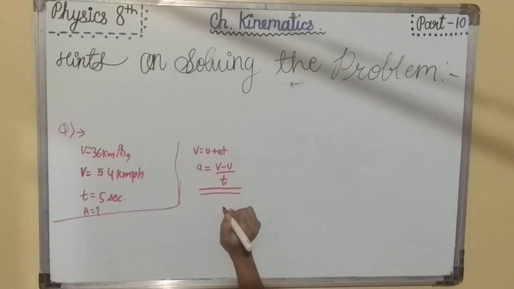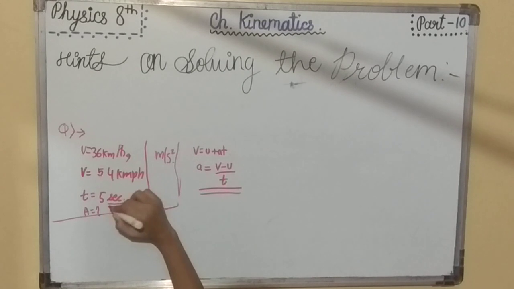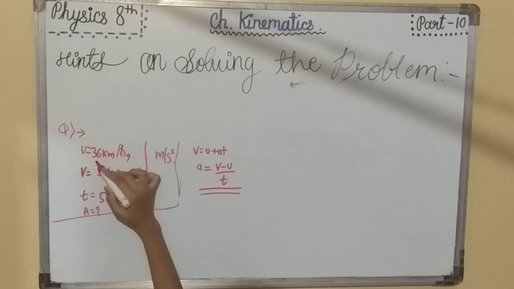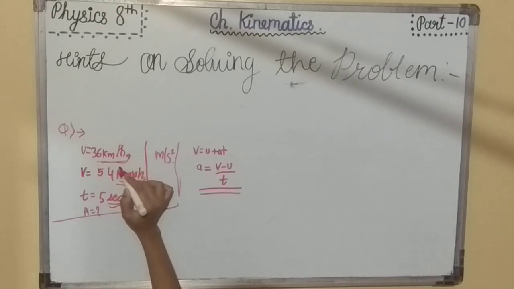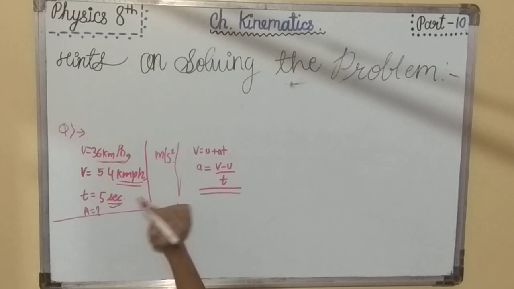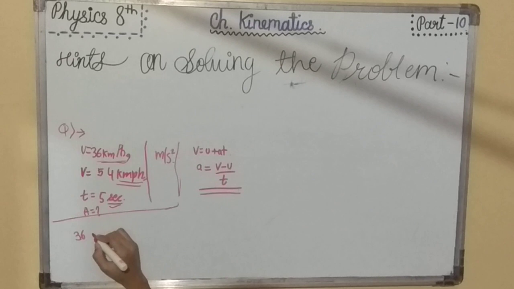Now we can solve it, but we can't put the values directly because they have said to bring the answer in meter per second square, and these units are not equal. This is seconds, this is kilometer per hour, and this is 36 km per hour. So first we will convert 36 km per hour and 54 km per hour to meter per second. So for converting, there is a formula.